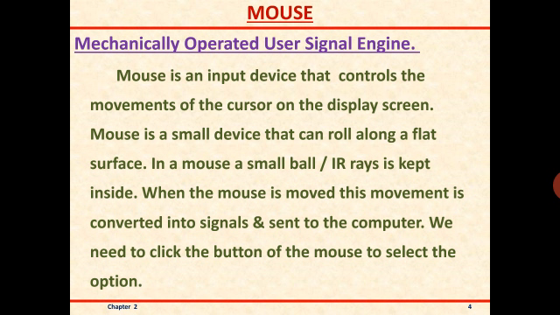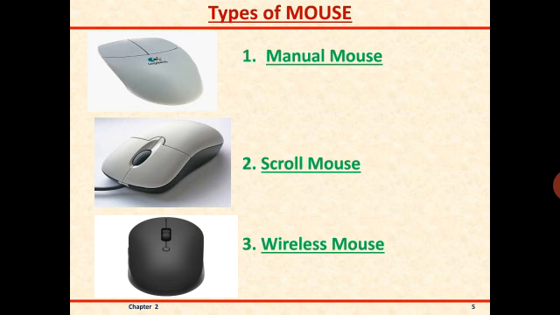Before telling you the types of mouse, I need to tell you mouse has a full form. What is the full form of mouse? 1 mark question it is. Mechanically operated user serial engine is the full form of mouse. Please remember it for 1 mark. Now types of mouse. You can see in the first diagram.